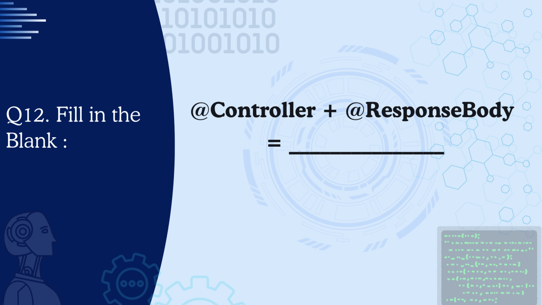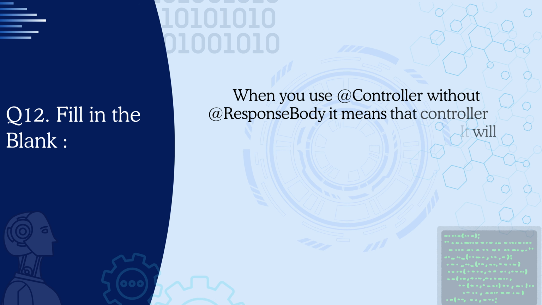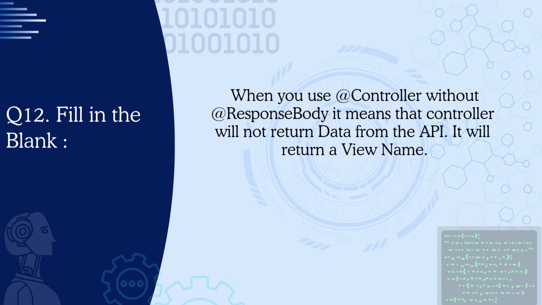Okay. Question 12. Fill in the blank. @controller plus @responsebody is equal to dash. The correct answer is @RestController. @RestController is actually a combination of @controller and @responsebody. When you use @controller without @responsebody, it means that the controller will not return data from the API. Okay, it will return a view name.